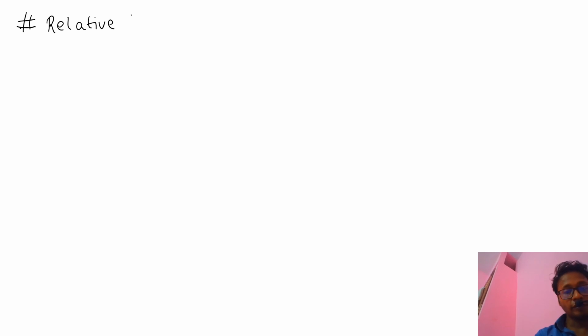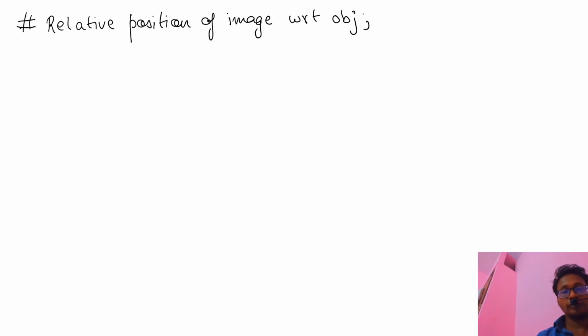Acha. So now what you're going to learn is the relative position of object and image in a convex mirror. Relative position of image with respect to object. That means where the object is situated, in a convex mirror.